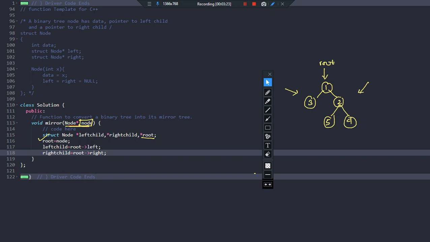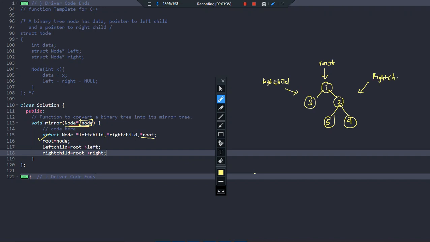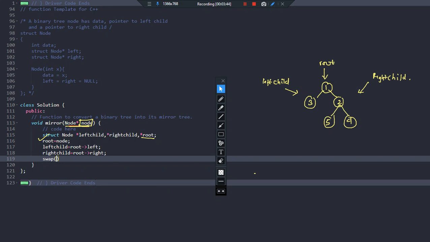So I get two pointers, the left child and the right child. You can see left child is here and right child is pointing to this. Now we are going to interchange these pointers. Basically, I am going to use swap. So I will swap the values of left child and right child.